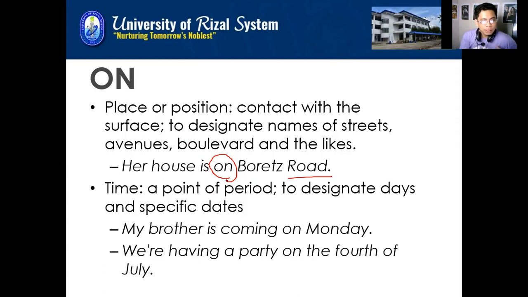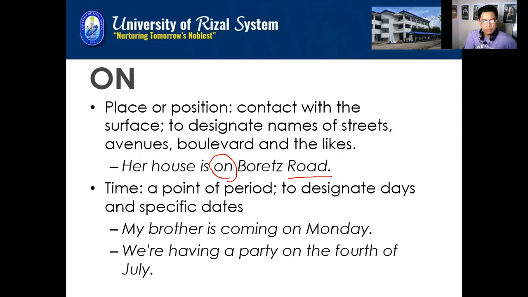Or we say, he lives in 53rd street. He lives in 53rd street. Okay, so he lives on 53rd street. He lives on ABC Avenue. So next is the preposition "on", used to designate days and specific dates.